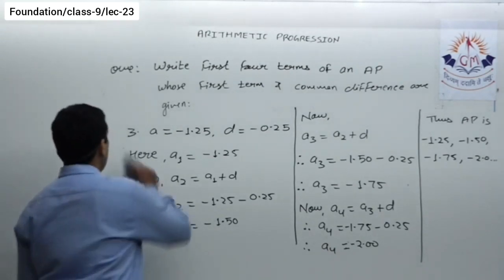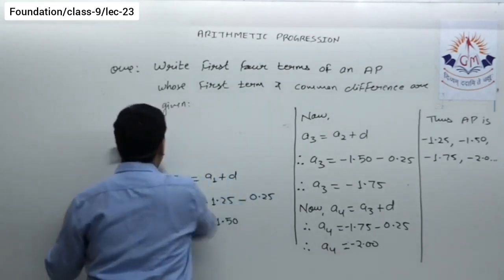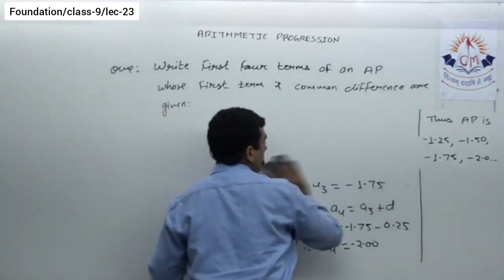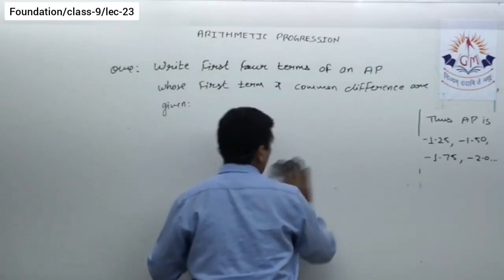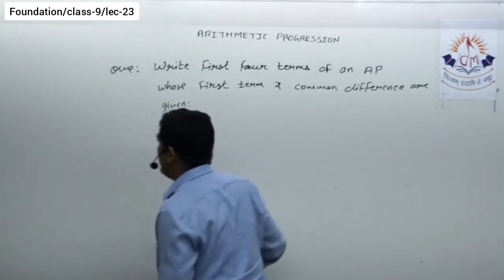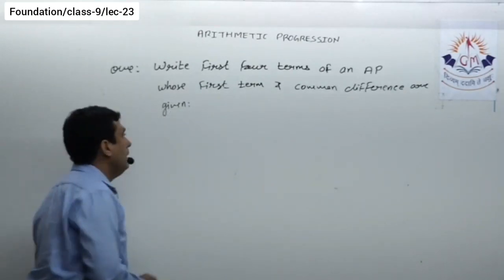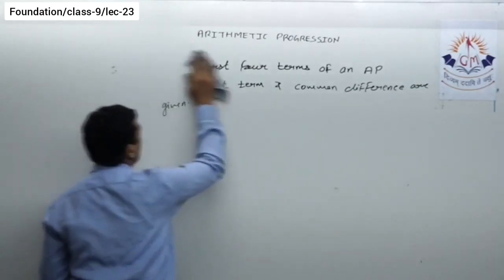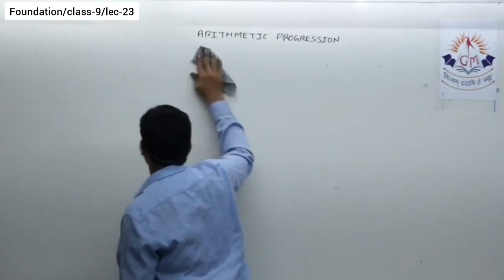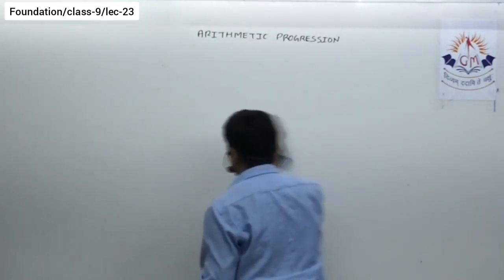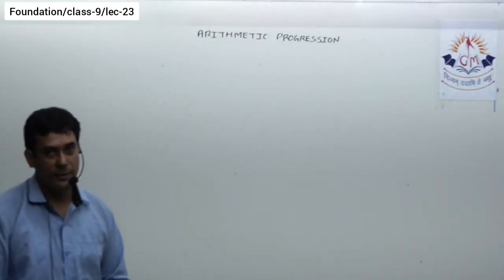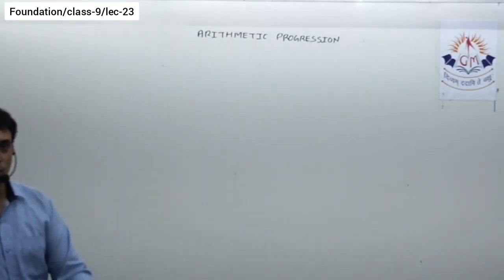So till now we saw that if A and D are given, how to find the first four or five terms. In other words, if we have the first term and the common difference, we can find the AP. Now, the second question is that the AP is given and you have to find the common difference. Here the common difference was given, you had to find the AP. Now the AP is given, you have to find the common difference.